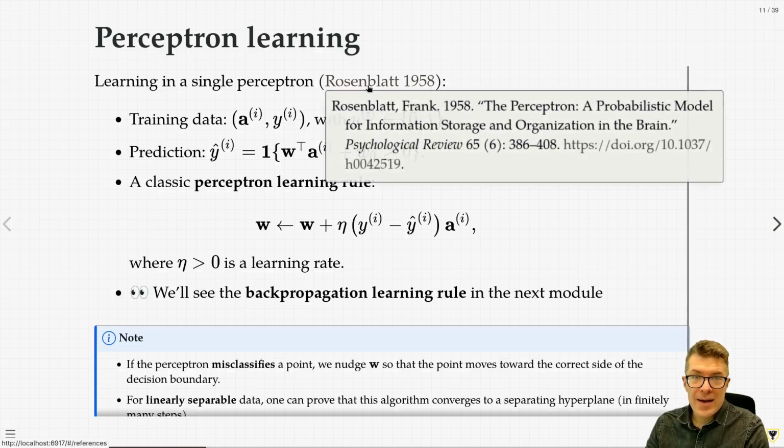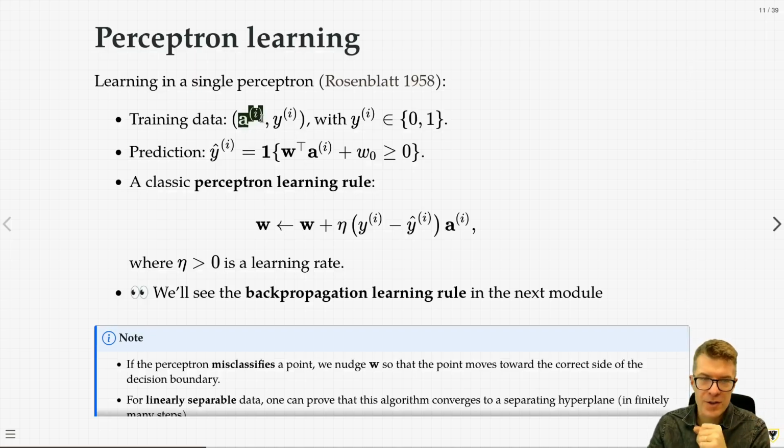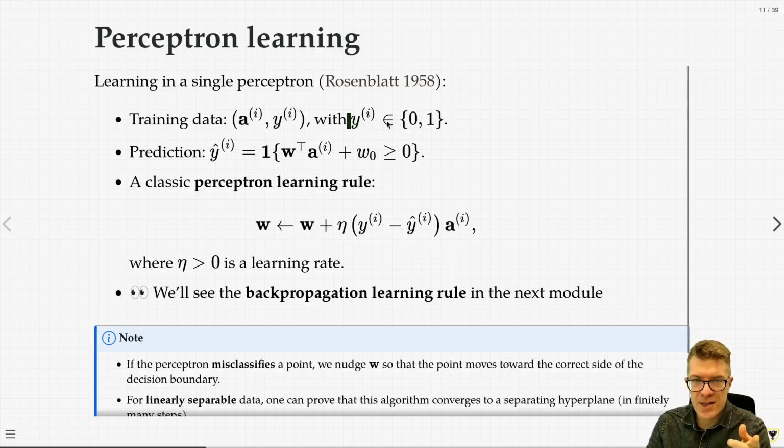So going back again to the distant past, this paper by Frank Rosenblatt in 1958. How do you learn a single perceptron? You'll have training data, like always. In this case, you're going to have activations, like the inputs you have initially. You have the class or the outputs you're trying to produce. In this case, it is classification. Y is either 0 or 1. We're doing simple binary classification.